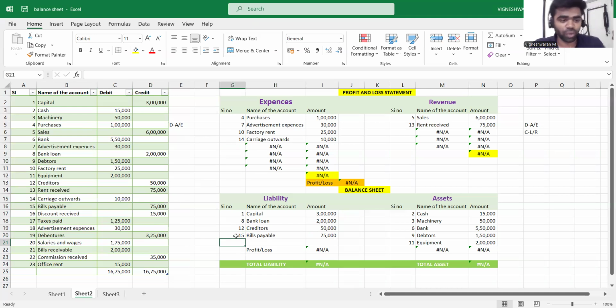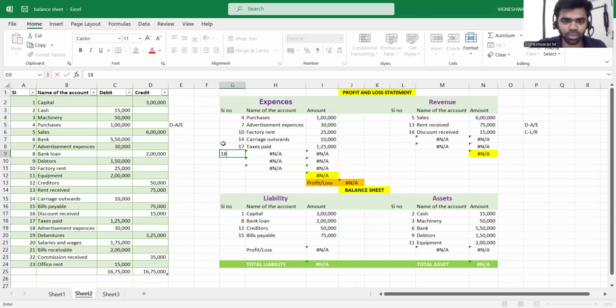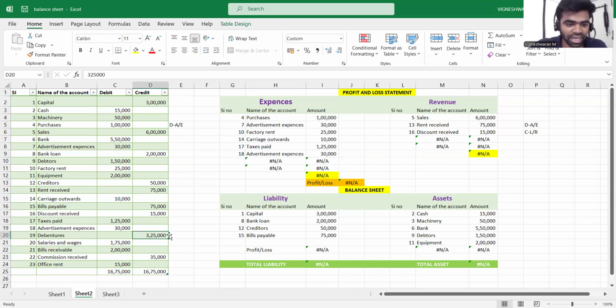Then 16th one, discount received. It is also in the credit side. Check whether it is a liability or a revenue. It will be something related to revenue only, because discount received means some portion of the money I got saved. So it is a revenue. 16. 17th one, taxes paid. It's in the debit side, so it's an expense. Then advertisement expenses, which is in the name itself, so we can put it in the expense column. 19th one, debentures. It is in the credit side, 3,25,000.